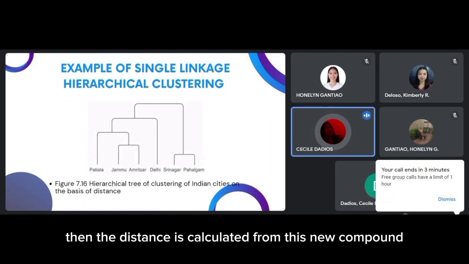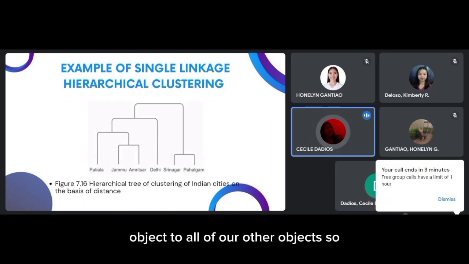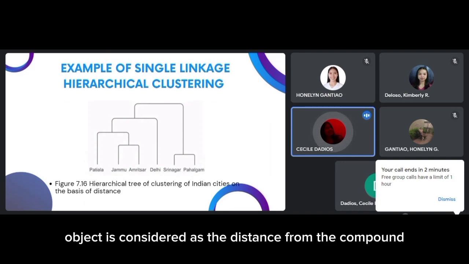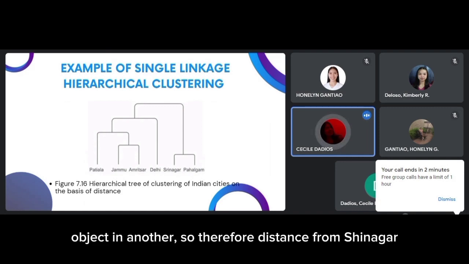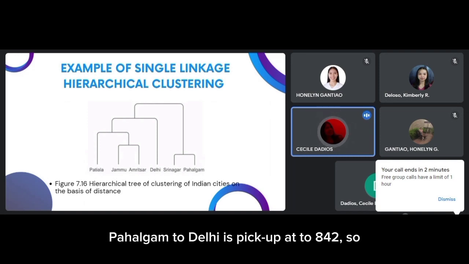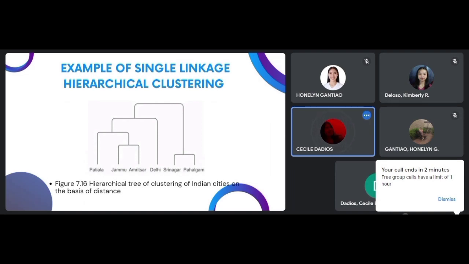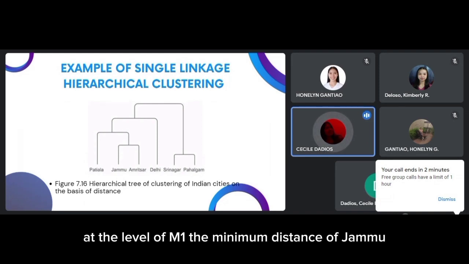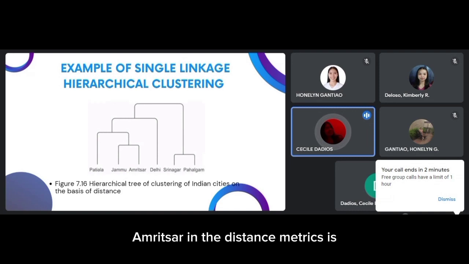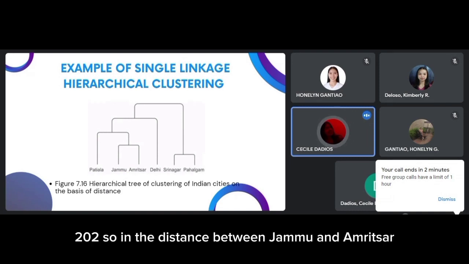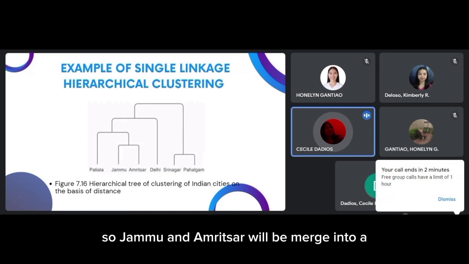Then the distance is calculated from this new compound object to all the other objects. In the case of single linkage clustering, the shortest distance from any object of the cluster to the outside object is considered as the distance from the compound object to the other. Therefore, the distance from Srinagar Pahalgam to Delhi is picked up as 842. Now the level of the new cluster is M2. At the level of M1, the minimum distance in the distance matrix is Jammu Amritsar at 202. So Jammu and Amritsar will be merged into a new cluster called Jammu Amritsar.